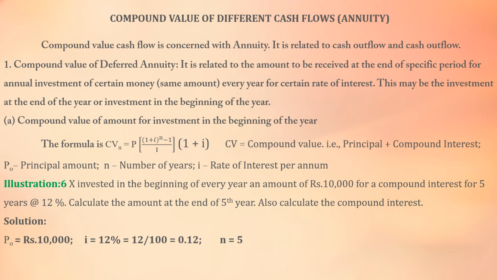CV equals compound value, that is, principal plus compound interest. PO is the principal amount, N is the number of years, I is the rate of interest per annum. Illustration 6. X invested in the beginning of every year an amount of 10,000 rupees for compound interest for 5 years at 12%. Calculate the amount at the end of the 5th year. Also calculate the compound interest. Solution. PO equals 10,000 rupees, I equals 12% equals 12/100 equals 0.12, N equals 5.